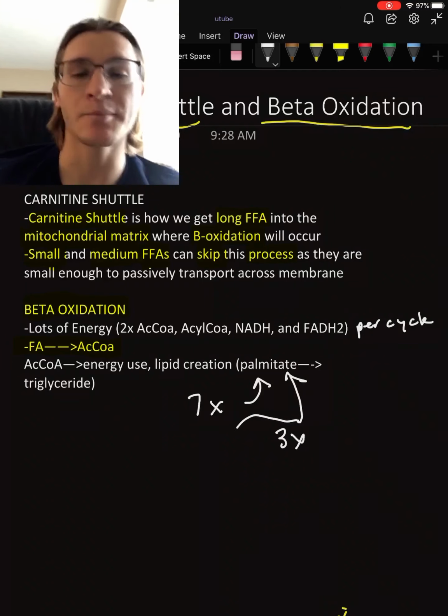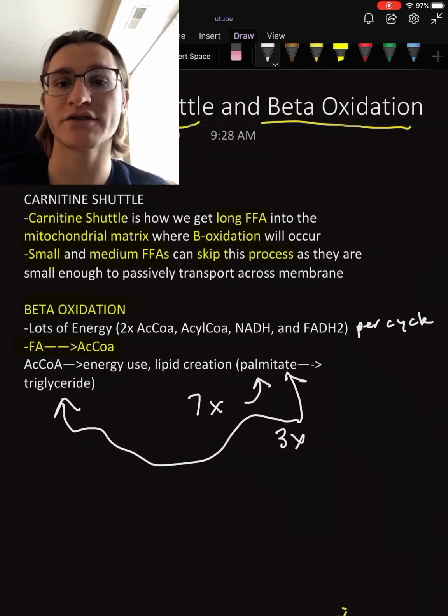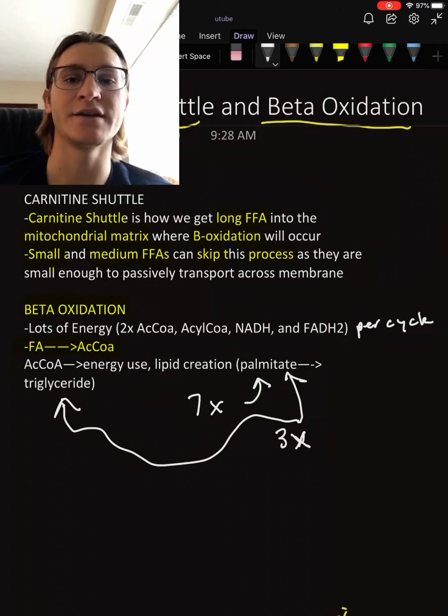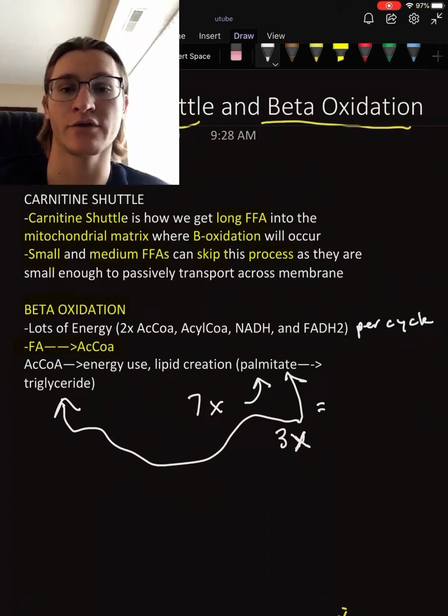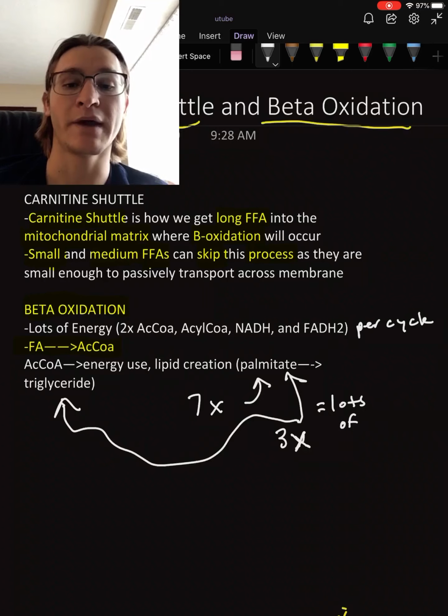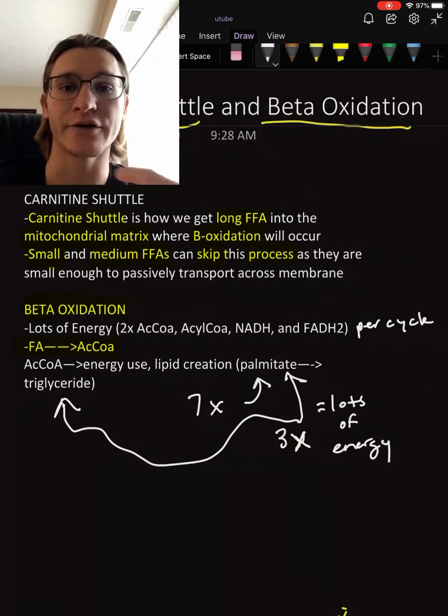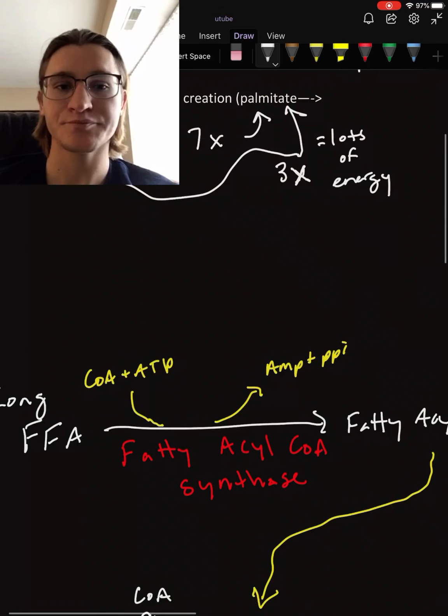And triglycerides are our body's number one way of storing energy. So this is happening in good times where we have a lot of calories and a lot of good energy, and we're making triglycerides to store for later use for bad times.